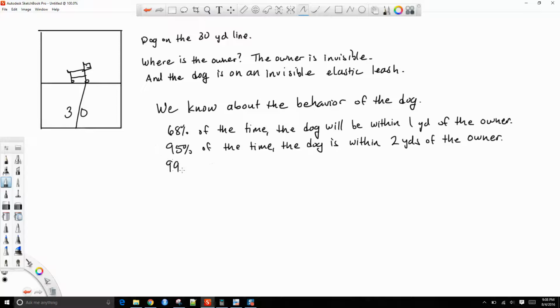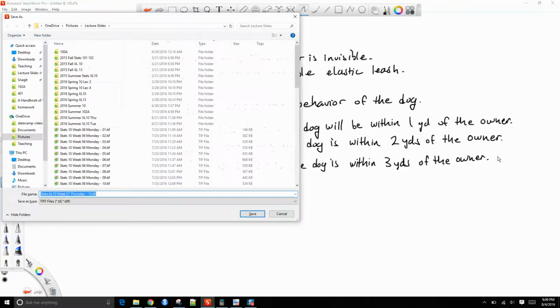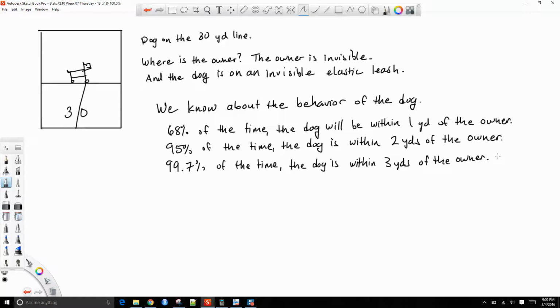And 99.7% of the time, the dog is what? 3. The dog is within 3 yards of the owner, okay? Now, technically, because the leash is elastic, and we'll say it's a high-quality elastic, the dog can stretch more than 3 yards away from the owner, okay? But he doesn't do that very often, okay? But he could. If he wanted to be 4 yards away from the owner, he could go 4 yards away from the owner. It's just, he generally doesn't do that.